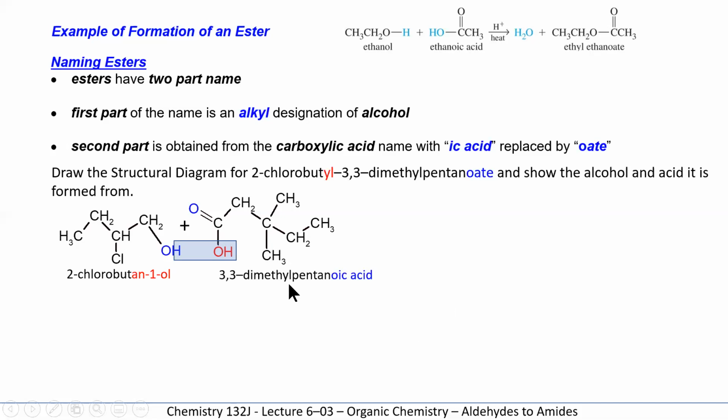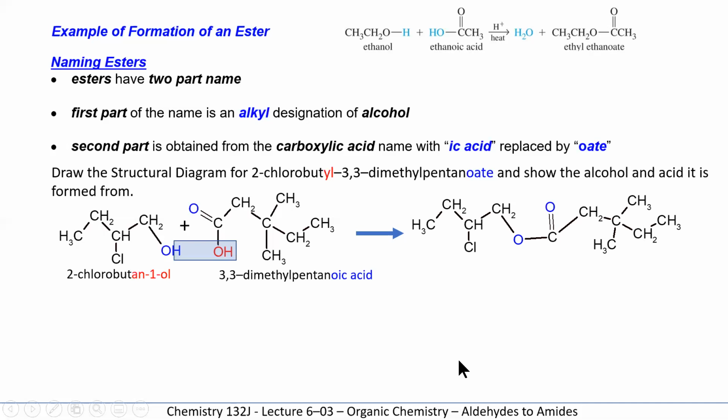So the acid here is 3,3-dimethyl pentanoic acid. As I mentioned, those are where the side chains are, the methyl groups, and it's 5 carbons with a carboxylic acid on the end. So when we combine these two, we eliminate water and you get your ester. When you're looking at an ester, you can always identify the acid from the carbon that's double bonded to the oxygen. So once you see a carbon double bonded to an oxygen, that's the start of the acid.